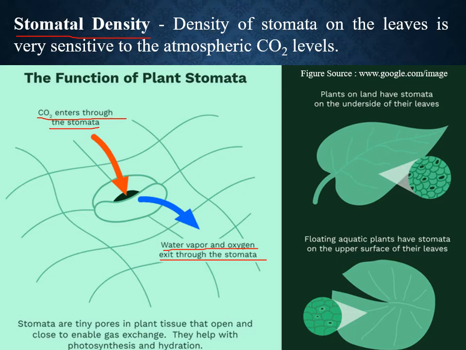Now, during times when the availability of carbon dioxide in the atmosphere is much higher, that is, when the carbon dioxide concentration in the atmosphere increases, it was found that the density of stomata within a leaf lamina decreases. Whereas during times when the carbon dioxide concentration in the atmosphere is low, it was found that the stomatal density will increase.